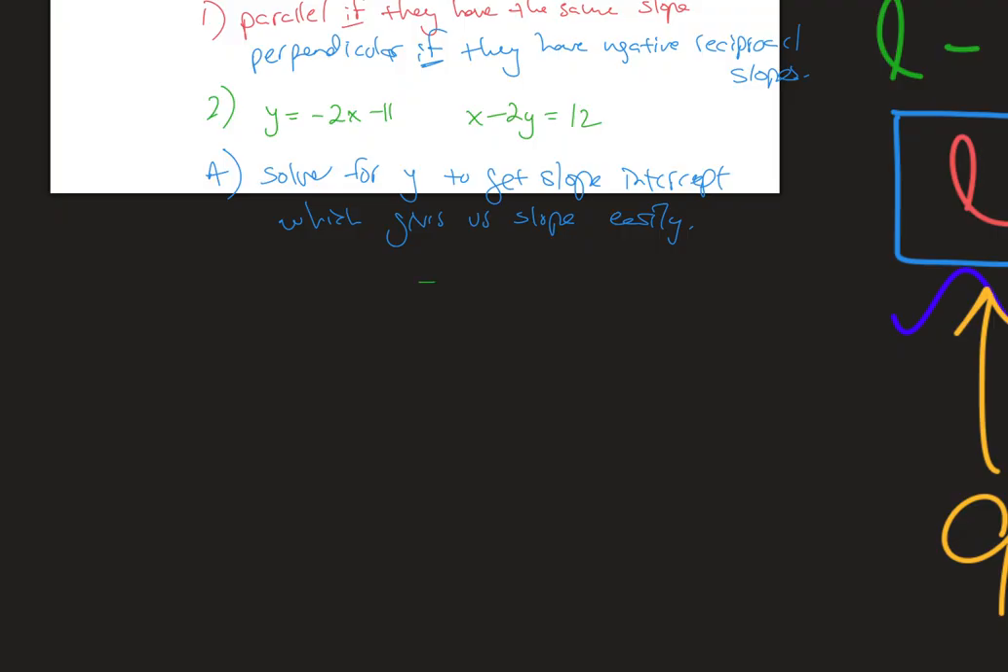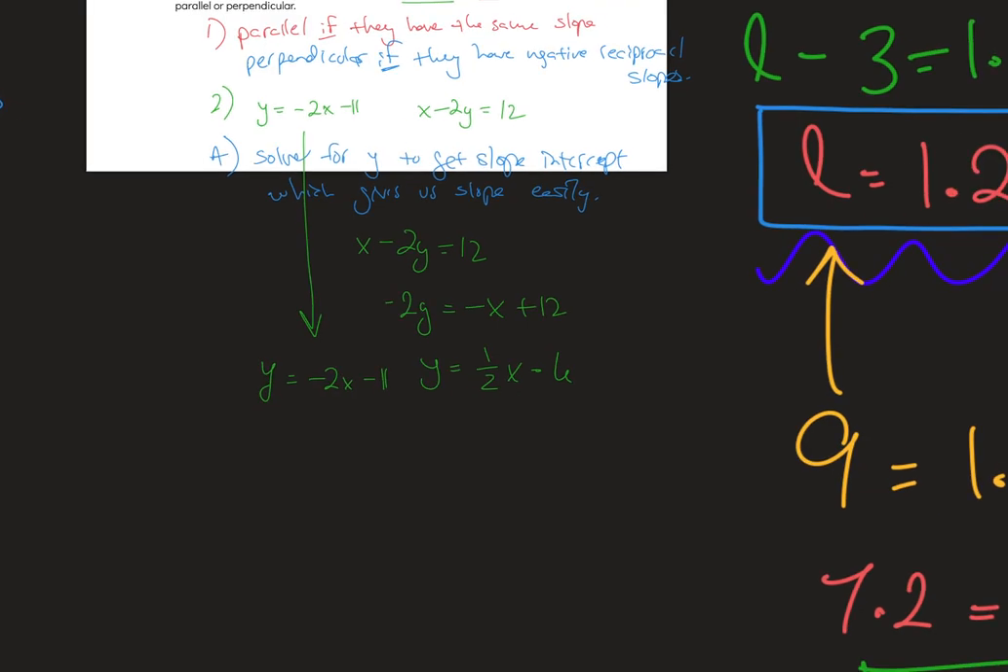So how do you do that? x minus 2y equals 12. I'm going to subtract x and divide by negative 2. And I get positive 1/2 x minus 6. And then I can bring down the other equation, y equals negative 2x minus 11. And then I can say that these are perpendicular to each other because of their negative reciprocal slopes, and therefore they would not be parallel.